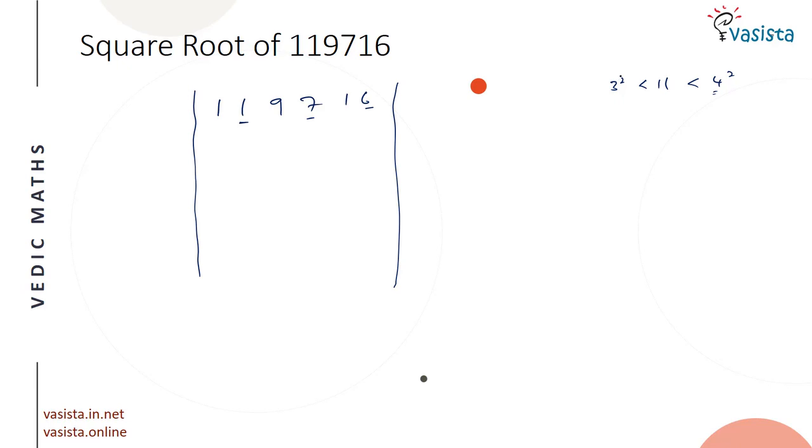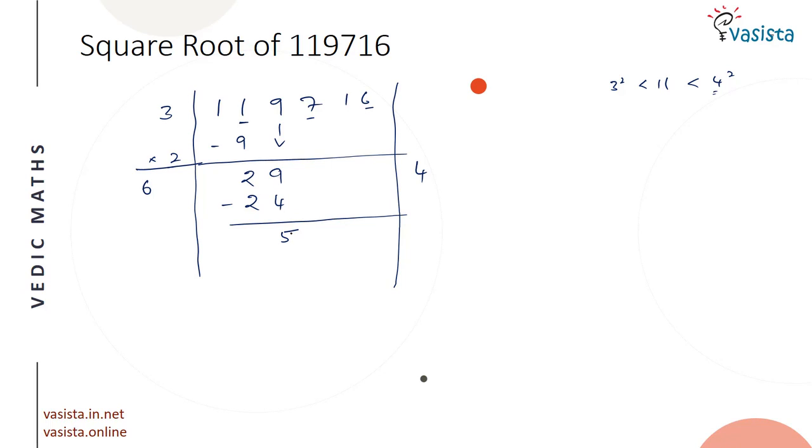So subtract the square of the number from 11, that is 3. 3 square is 9. Subtract it. You are going to get 2. Bring down 9. Double this number. 3 2s are 6. Now divide directly. 6 4s are 24. What happens? 9 minus 4 is 5. 2 minus 2 is 0. 7 you bring down.